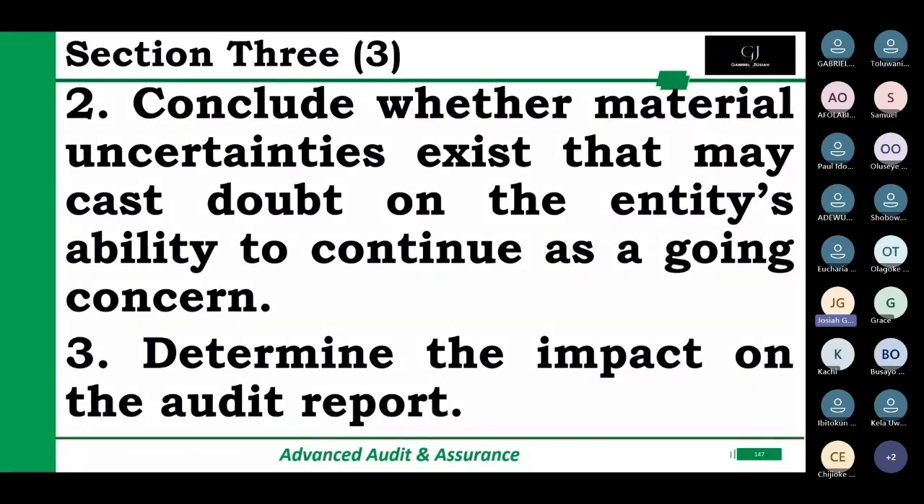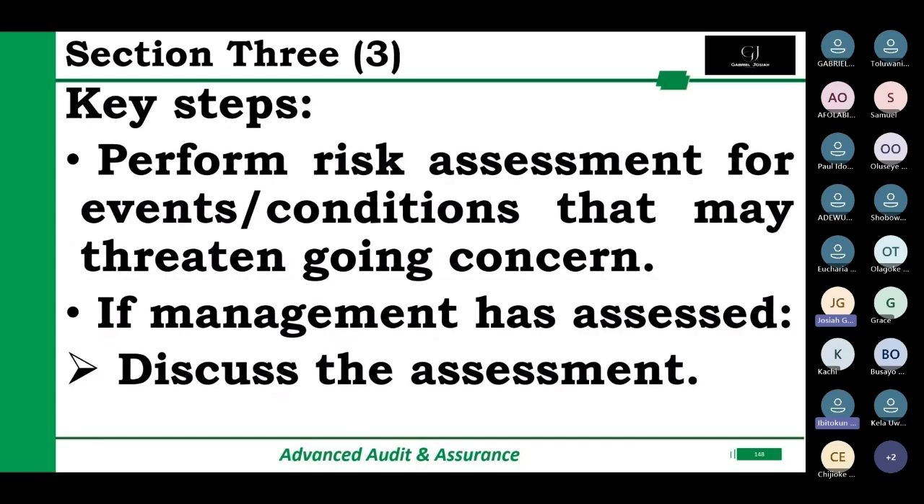So, like I said, a net loss consistently, if it's a startup, is understood. Especially for a commercial company that is primarily in business for profit, the auditor needs to identify this and bring it to the fore of management. He also needs to determine the impact of these uncertainties on the audit report. He needs to determine the impact on the audit report.